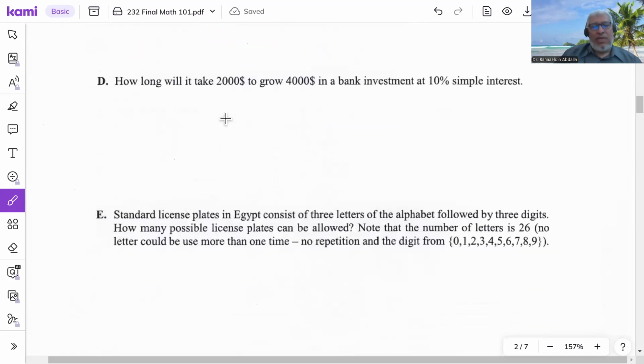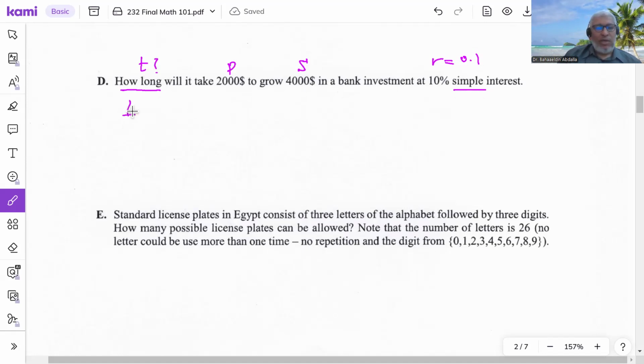How long will it take 2,000, so this is the principal, to grow to 4,000? This is the future value, in a bank investment at 10% simple interest. This is r. r is 0.1. The question is how long. So he's asking about t, and it's simple interest.